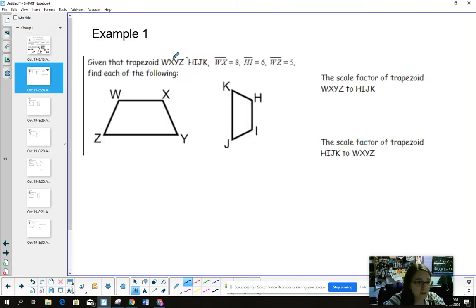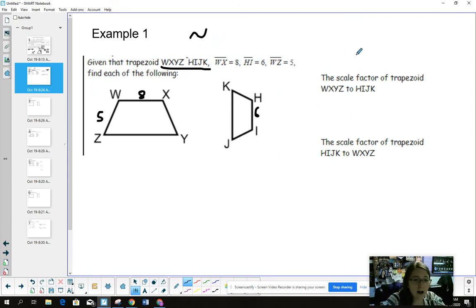Let's go ahead and start off with this. Given these two trapezoids, now it says these are similar. It's really hard to see, but that's the similarity symbol, the little squiggly line. Now, when we're given information, we want to take it and label it on our picture. So take a moment to copy this down, take these 3 pieces of information and label them on your picture. Okay, so WX is 8, HI is 6, HI is over here, and WZ over here is 5. So this is all we have.